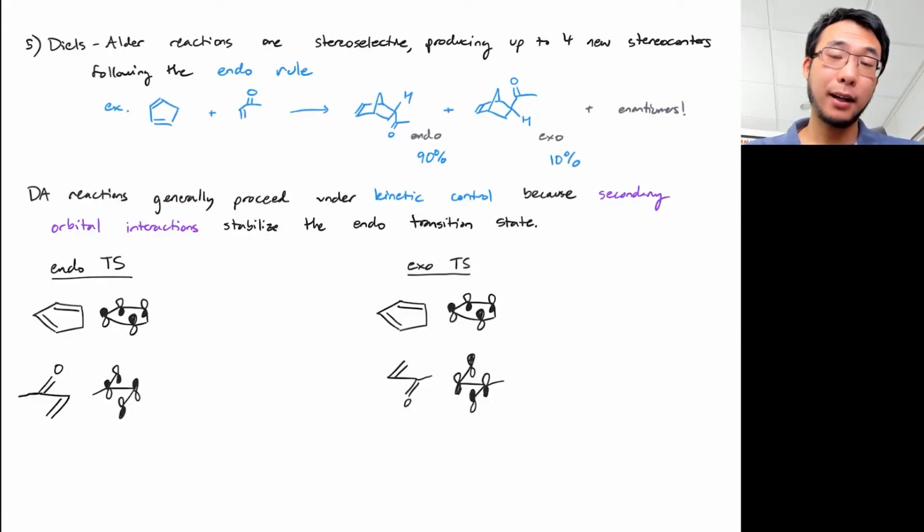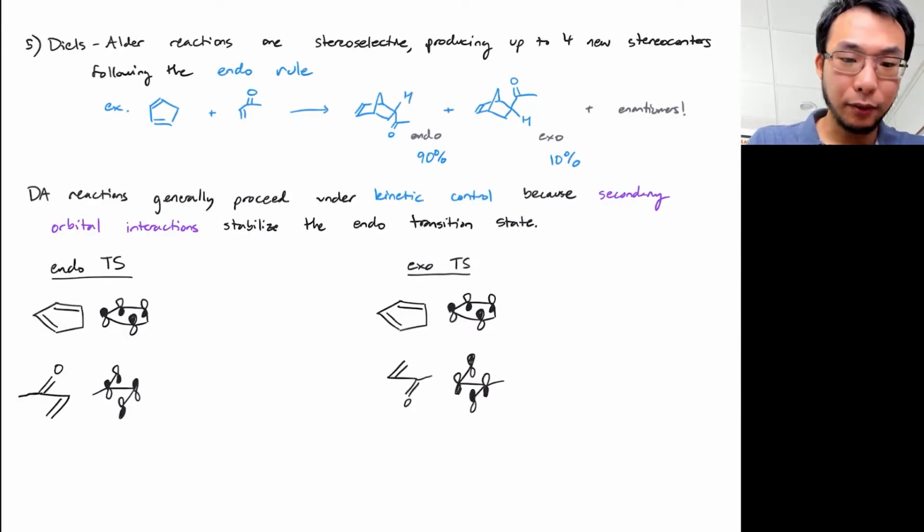So up until now, I have not shown you any stereochemistry in the products of a Diels-Alder reaction, but it turns out that Diels-Alder reactions are really great because they produce up to 4 new stereocenters, and they do so in a stereoselective way. This then becomes important because we have to be able to rationalize the stereoselectivity, and we do this by using what's called the endo rule.